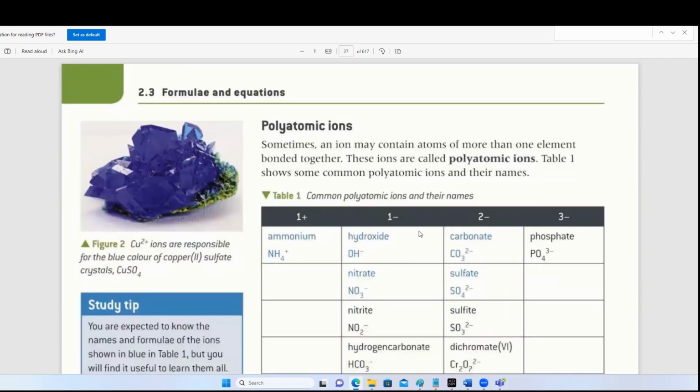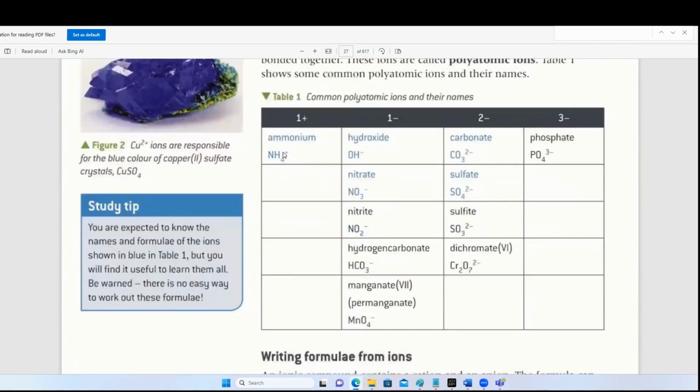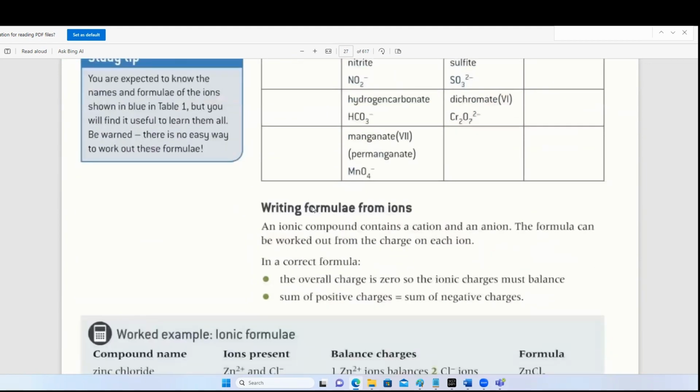They just tend to stay together, and we always consider them as one thing. Now they have a name as well, polyatomic ions. Like NH4, which is positive; OH, which is negative; carbonate, CO3 2-. Other examples are given.